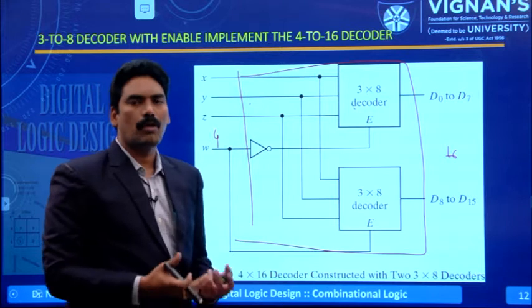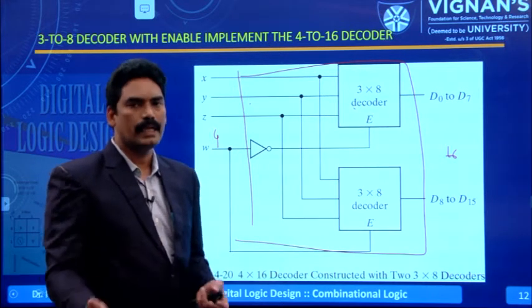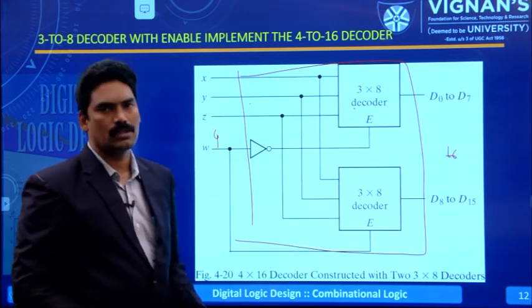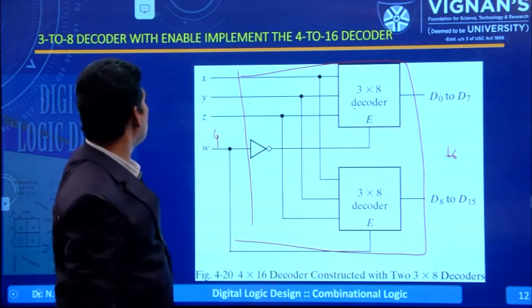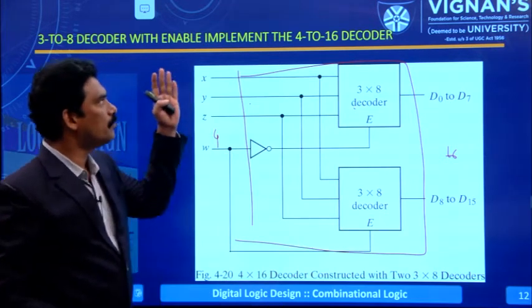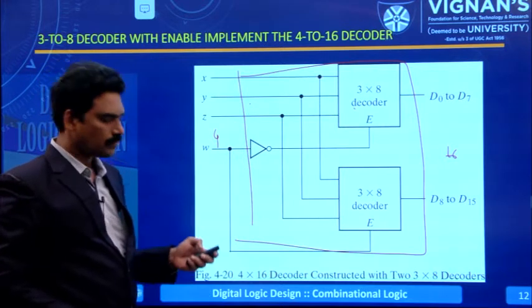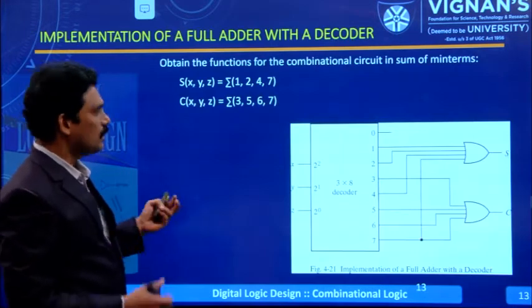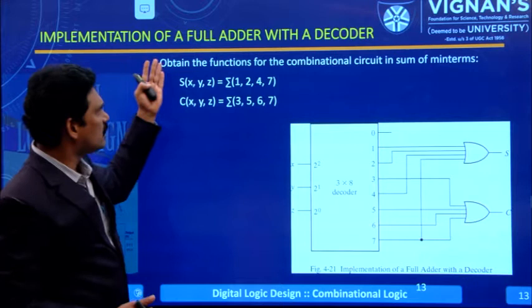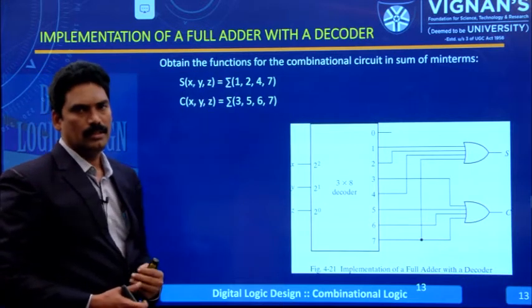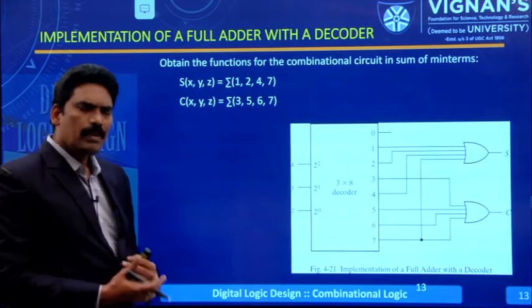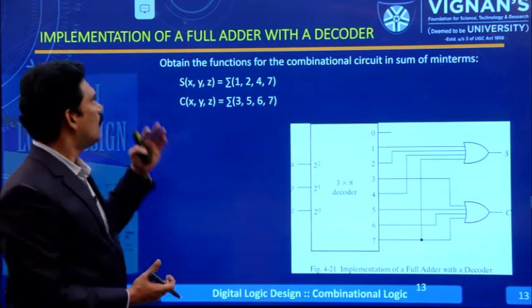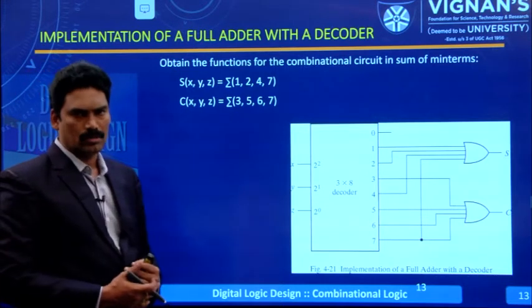See, by using small decoders, we can design larger decoders also. That is, this is the 3 to 8 line decoder with enable input used to implement a 4 to 16 line decoder. And next one is the implementation of a full adder with a decoder. We can implement a full adder with a decoder also.